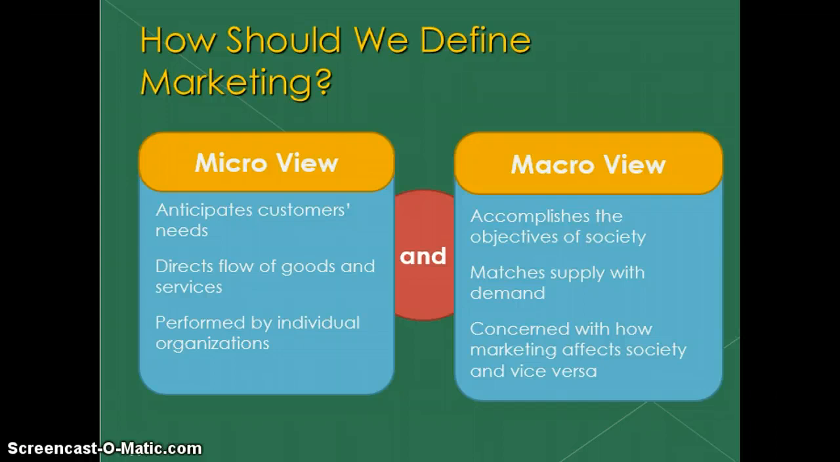Now you compare that to the macro view. The macro view of marketing includes a social process. This is more of a large scale. It accomplishes the objectives of a society in general, not just an individual business, but society as a whole. It effectively matches supply and demand with consumers and producers. It's concerned with how marketing activities affect society and, vice versa, how society affects marketing activities. All right, so you do need to understand both the macro and the micro views of marketing.